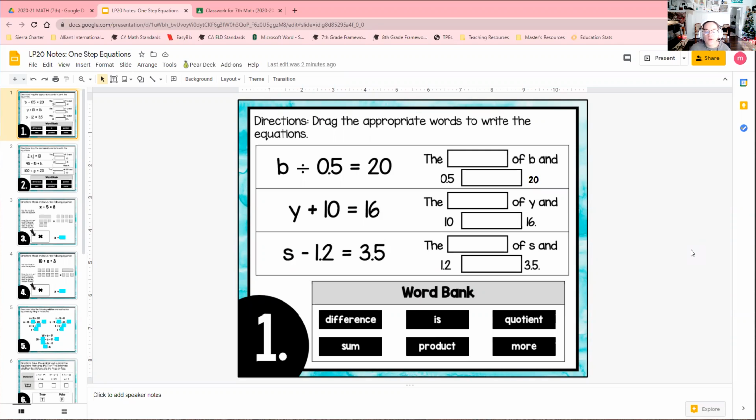This week you will be learning about one-step equations, which means equations that require one step to figure out what the right answer is. So they're pretty simple, and I think that they can be kind of fun little logic puzzles. The first page is giving you the directions to drag the correct words to write the equations in sentence form.